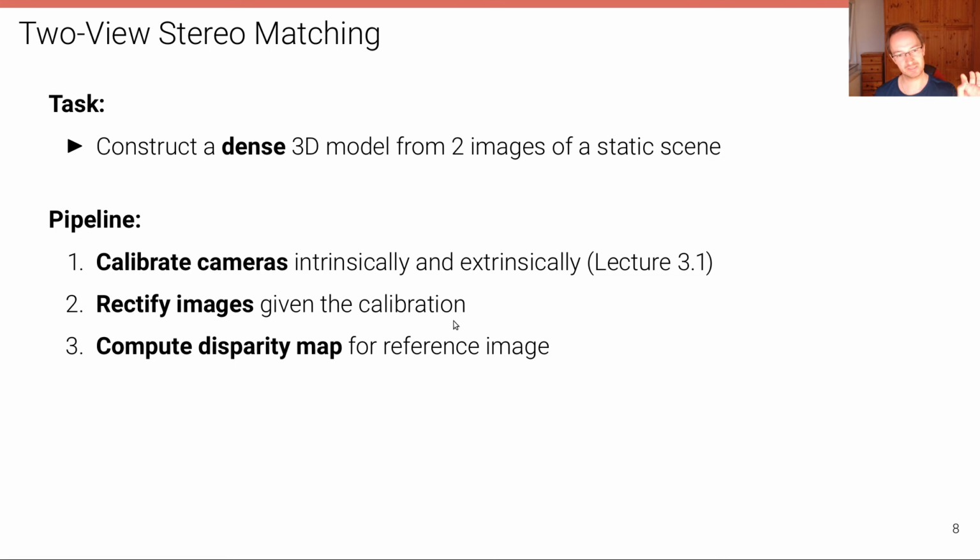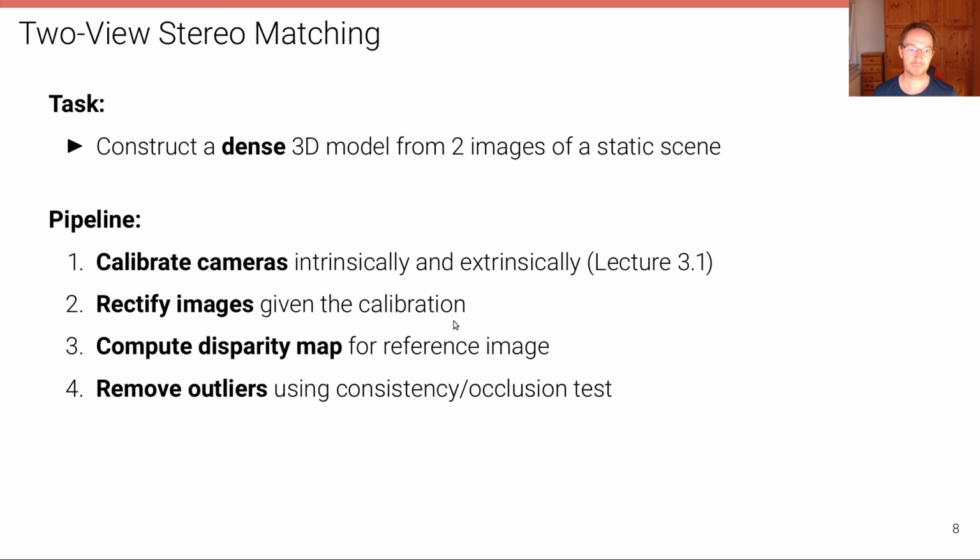For every pixel in the reference image, we ask, how much does this pixel have to move in order to land on the new location in the right image, in the target image? How much is the pixel displaced between these two images?